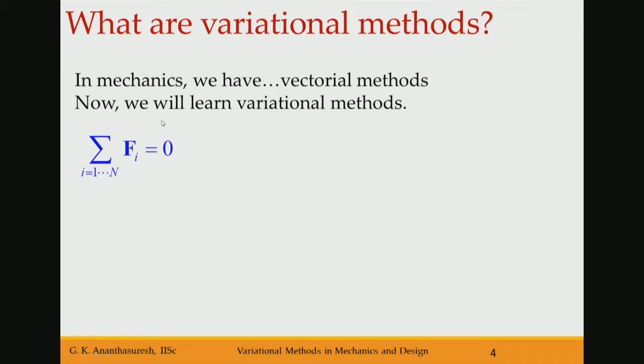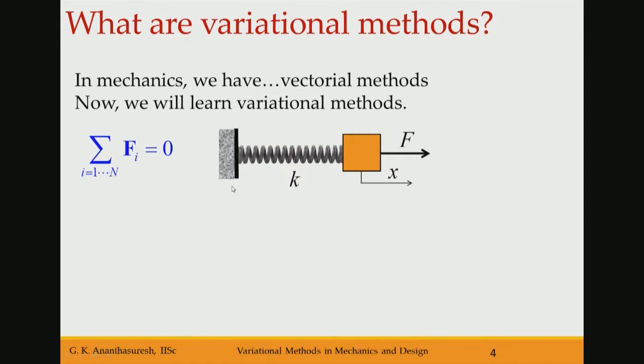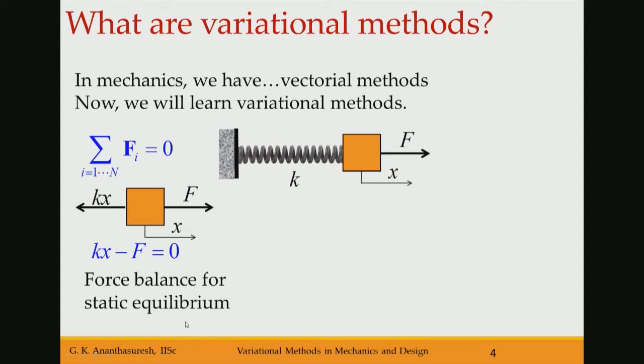Vectorial methods, what I am showing here in this equation, is that all forces that are acting on a body, Fi, where F is a vector, there is F1, F2, Fn, if there are n forces, all of them summing to 0. All of you know what that stands for. That stands for static equilibrium, that is a force balance, right, all the forces that are acting.